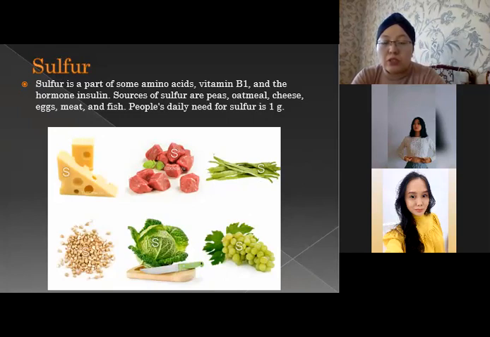То есть он важнейшей частью является некоторых аминокислот, витамина B1, гормона инсулина, да, который нам помогает переварить самый важнейший вот, энергодающий компонент, как углерод. Источниками являются горох, овсяная крупа, сыр, яйца, мясо, рыба и обычная суточная потребность около 1 грамма.